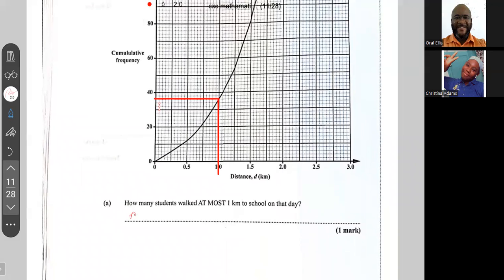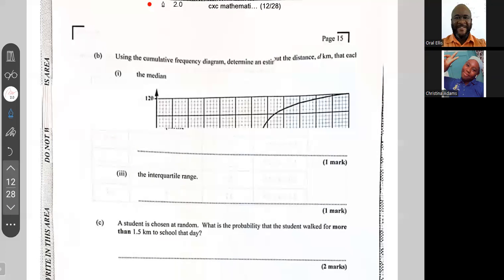So the number of students less than or equal to 1 kilometer, the answer here is 36. 36 students altogether walked either 1 kilometer or less than 1 kilometer to school. So at most is an inequality term and it means less than or equal to. Next.